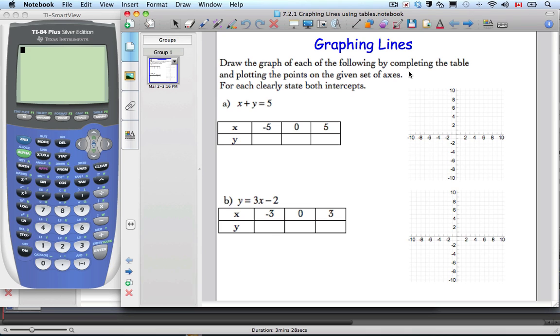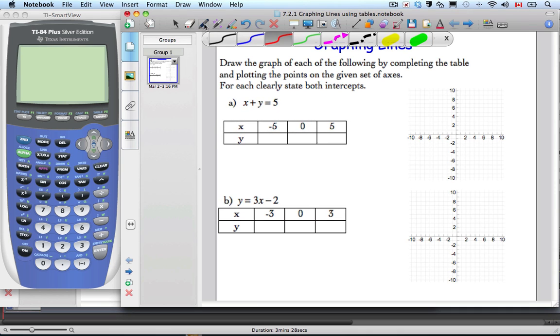We're going to draw the graph of each of the following by completing the table and plotting the points. We're going to clearly state both intercepts. Okay, so let's start off.